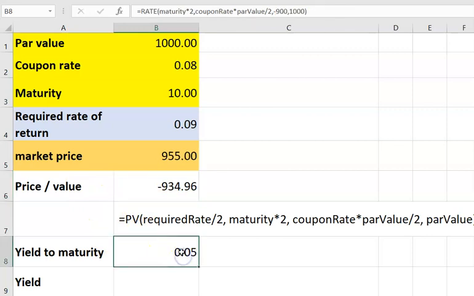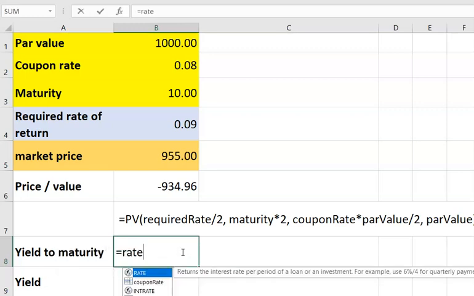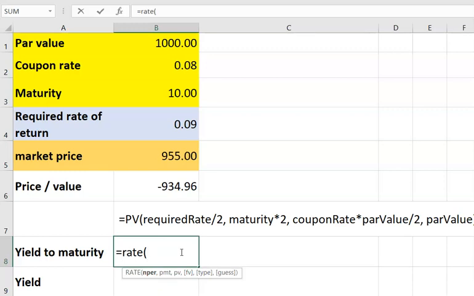Now let's calculate yield to maturity. Yield to maturity is a rate, so we'll use the rate function. This is the percent return that we will get if we hold this bond all the way out and get that last maturity payment in. Number of periods. Well, remember again, the maturity, but this gets paid twice a year. So we're going to do this times 2.